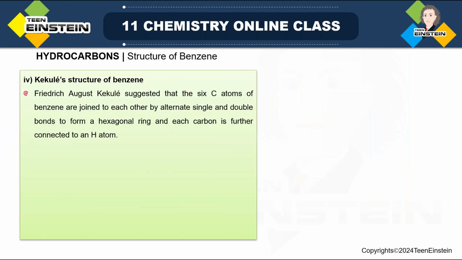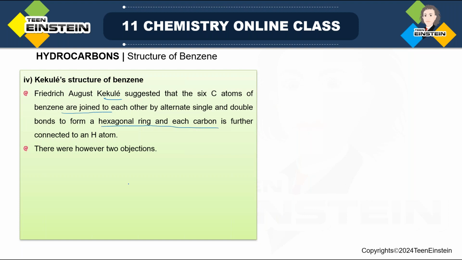After number 3, the fourth point, very important. Here, Friedrich August Kekule suggested that these 6 carbon atoms are benzene. They are joined together by alternate single and double bonds. And in this way, they form a hexagonal ring, and each carbon is further connected to a hydrogen atom. And this structure we have already seen, right?